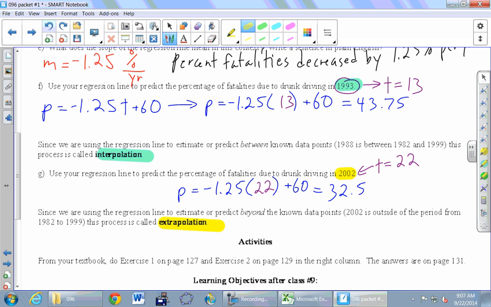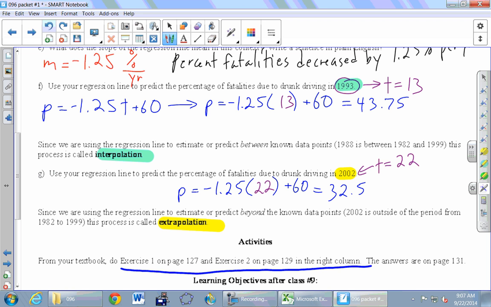Okay, so the activities are not actually in the packet, but they're in the textbook. So hopefully there are a few copies of the textbook on every table. If not, let me know. But you're going to try these two exercises. And if you finish both of those, then get a jump start on the homework.